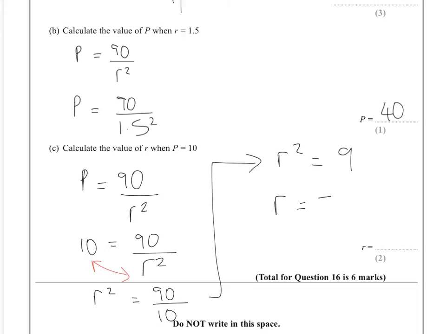Now square rooting something gives me two values, plus and minus 3. However, in the context of this question, we're looking for the radius. That's a length. A length cannot have a negative number. So the radius of the cylinder must be 3. Positive 3, not negative 3.